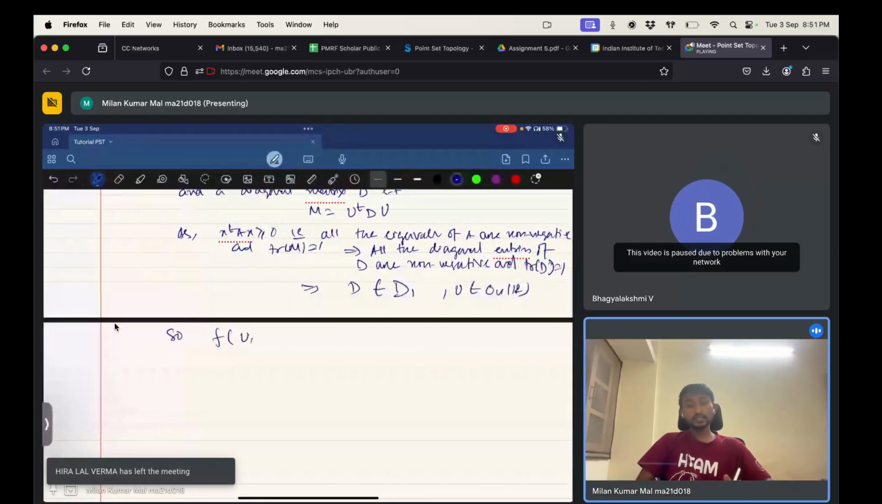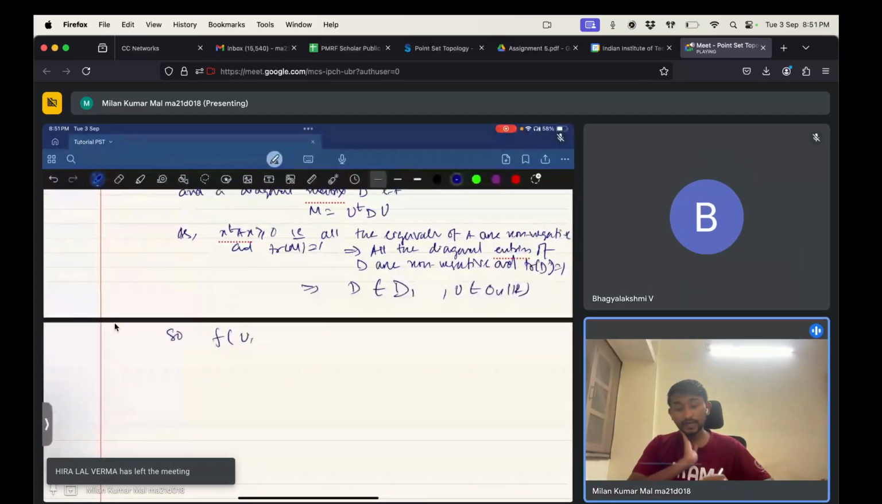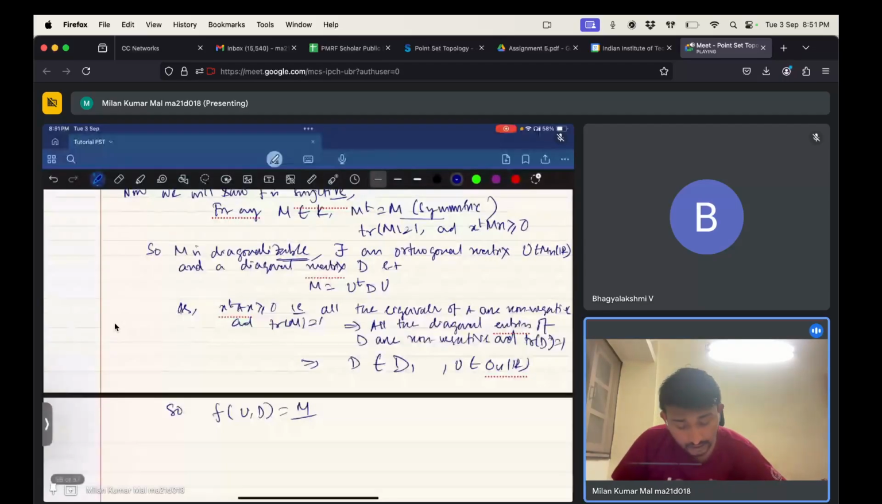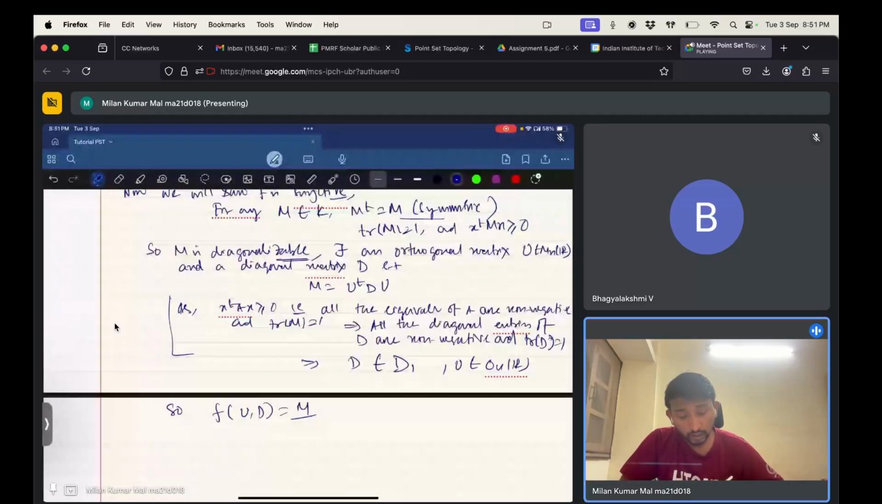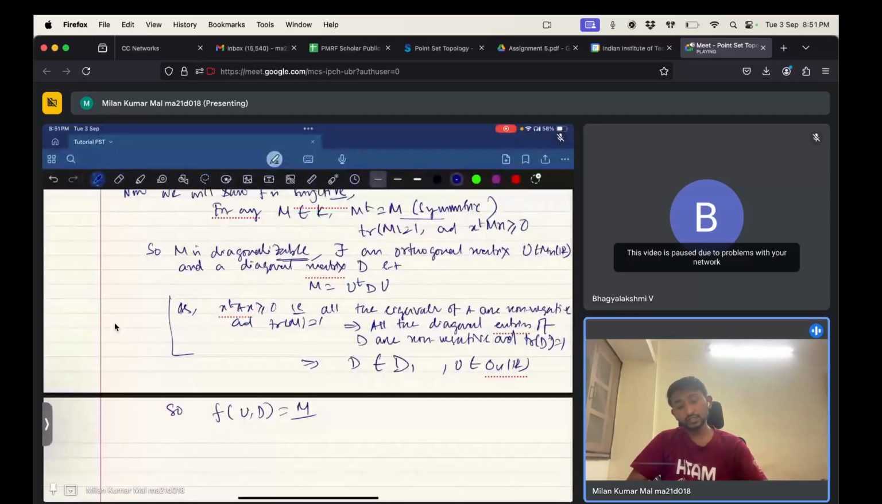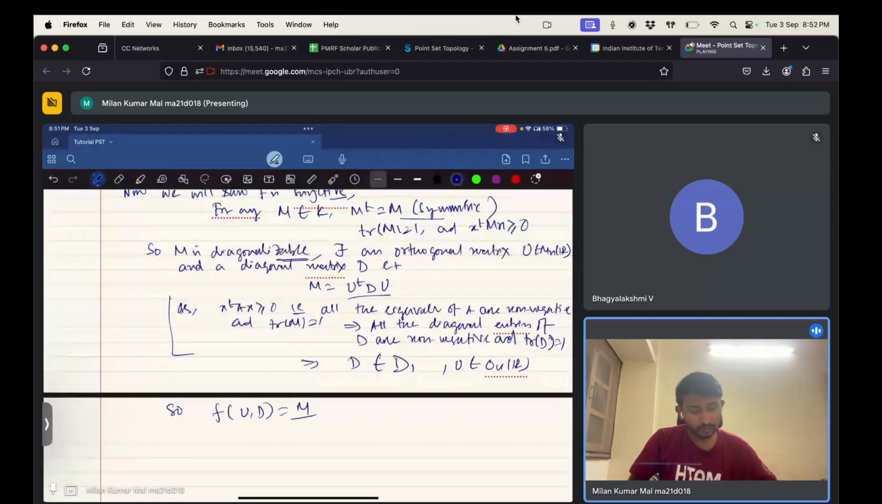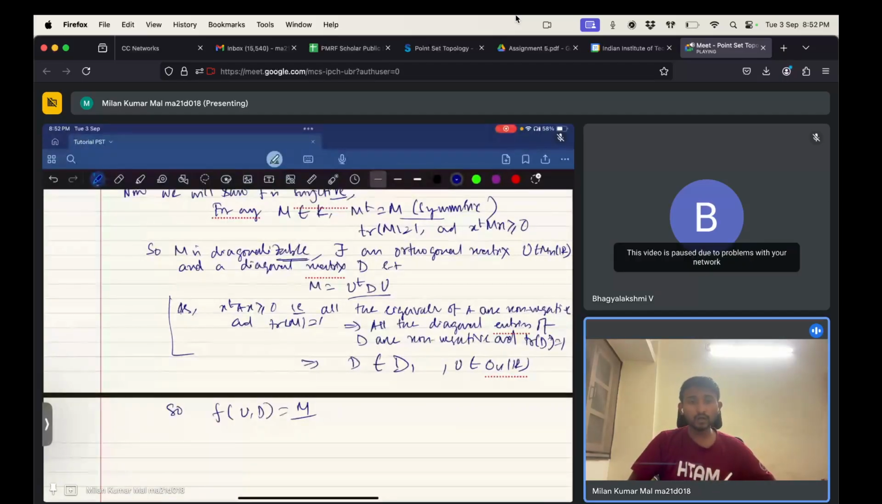What I have used here is diagonalization: if a matrix is symmetric, then it is diagonalizable. There exists an orthogonal matrix U such that M equals U transpose DU, and this D will be a diagonal matrix whose diagonal entries are the eigenvalues. Now, as all the eigenvalues are non-negative, all the entries of D will be non-negative, and trace of M is 1, so trace of D will be 1 because that is the sum of the eigenvalues.